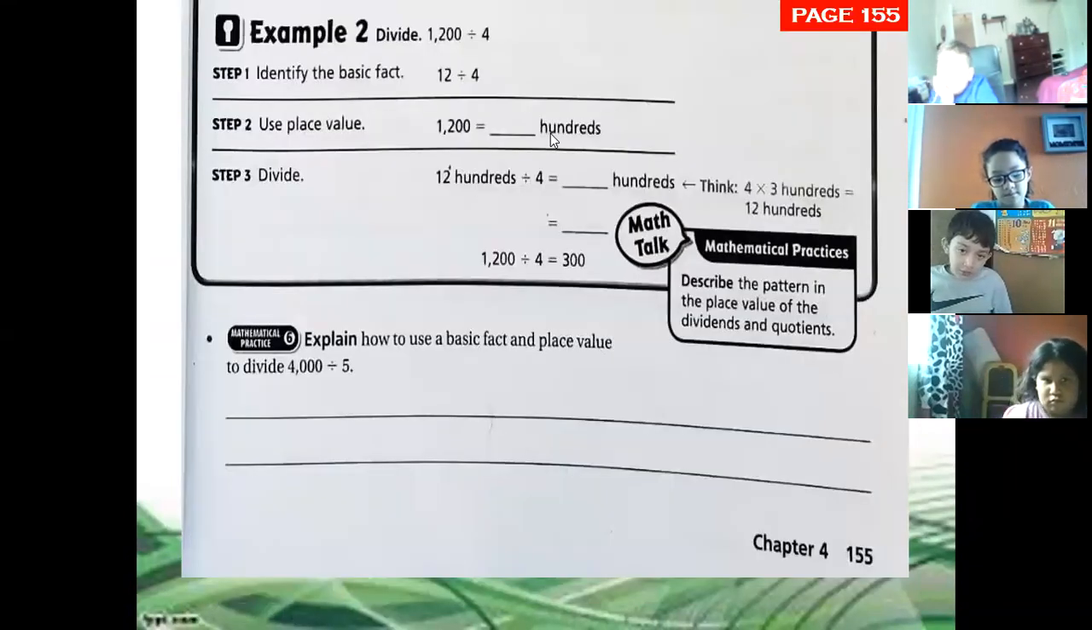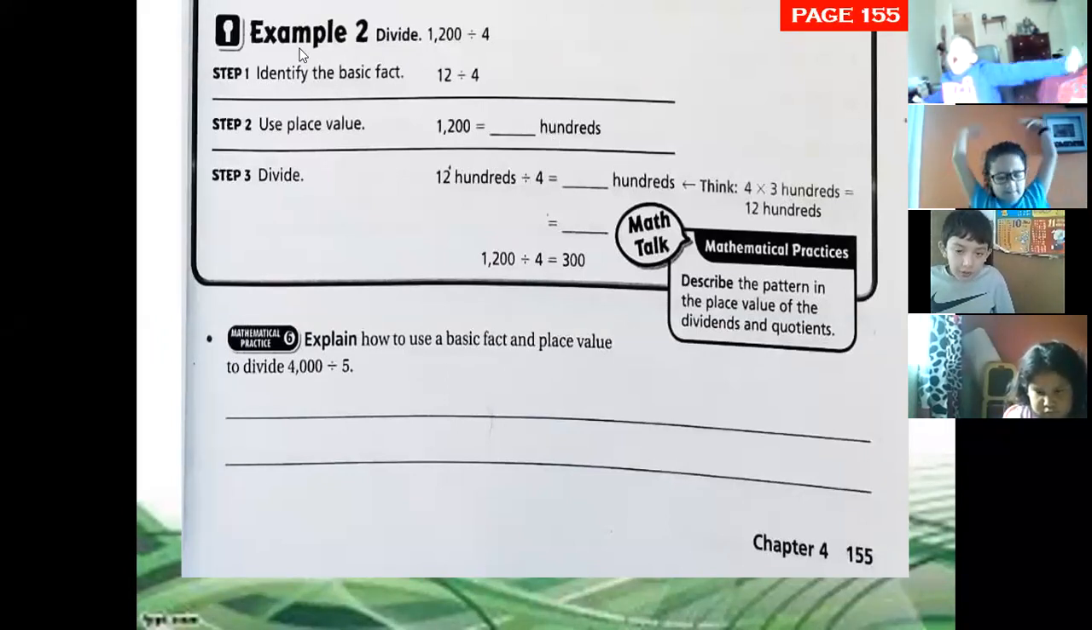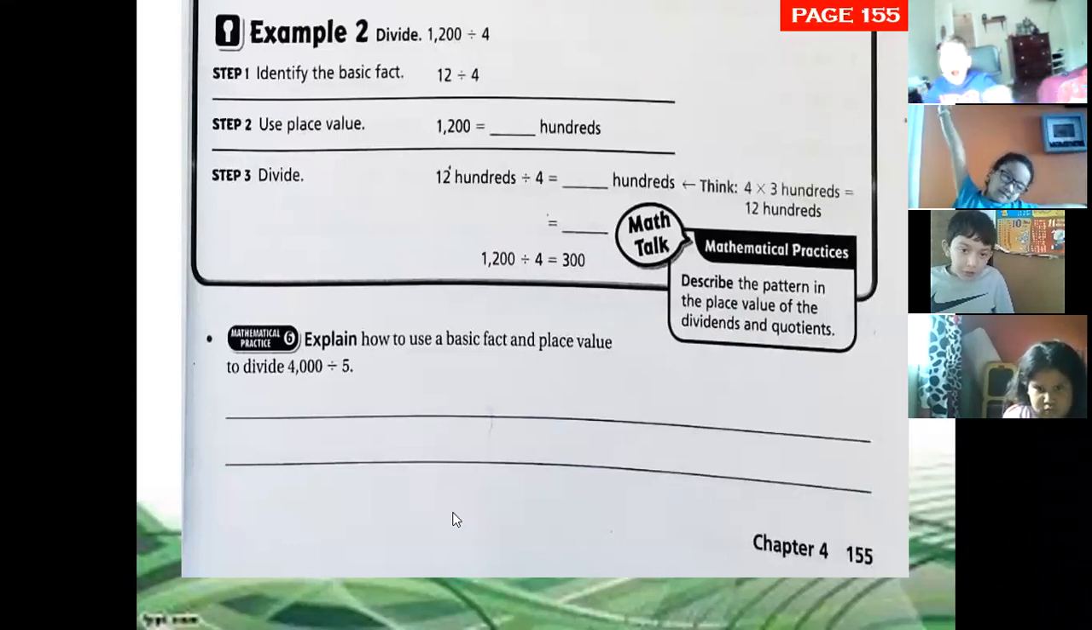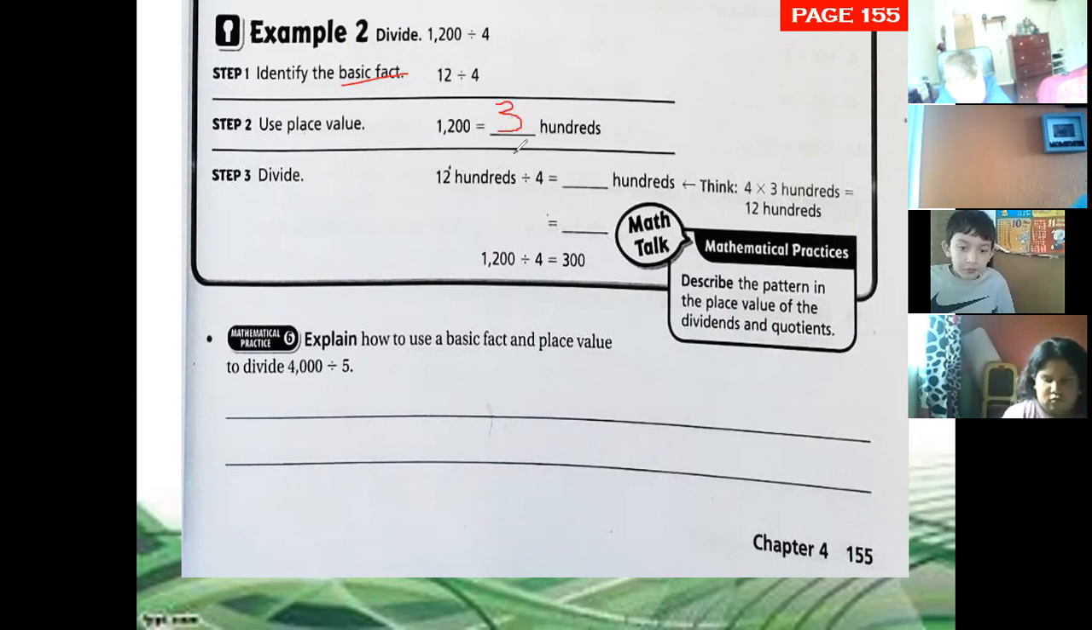Second part in the same page. Example 2, divide 1,200 by 4. First, step number 1, we need to identify the basic fact. So the basic fact is 12 divided by 4. Again, how many hundreds are in 1,200?